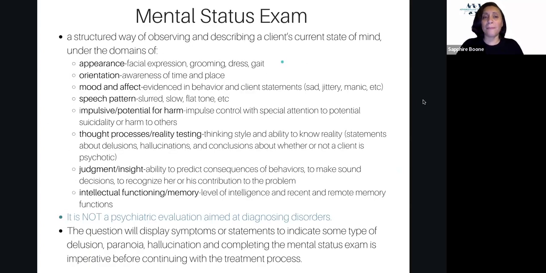Another type of assessment is a mental status exam. This is not a psychiatric evaluation. This does not diagnose anyone with anything, but it's important to conduct this. If you're a clinician, some people conduct it every time because of their job's requirements. They have to do a mental status exam every time they meet with a client. But on the exam, it's going to be used when the client is displaying some type of psychotic features, typically, right? They're hallucinating, they're delusional.